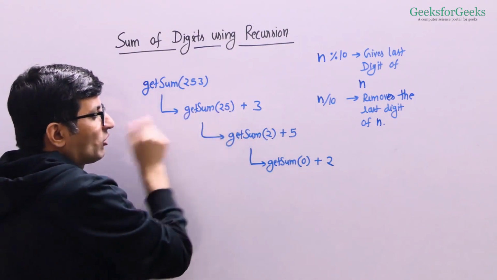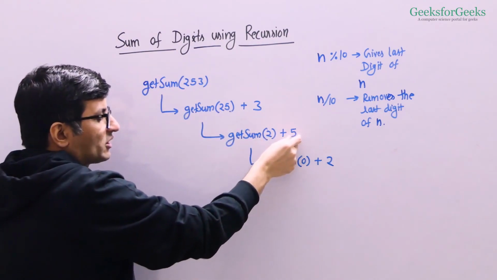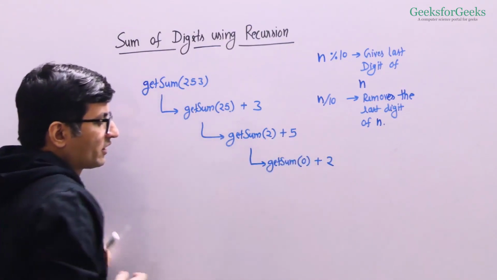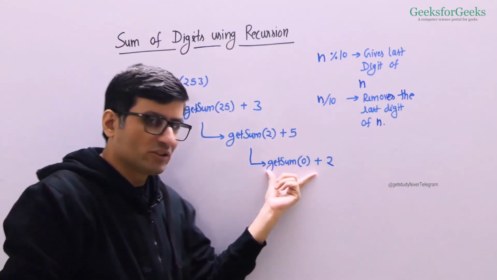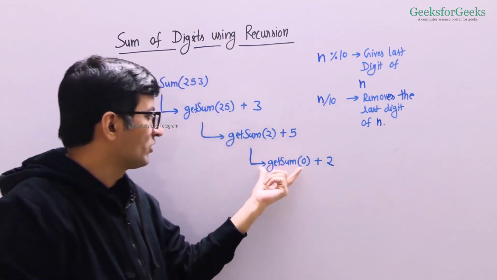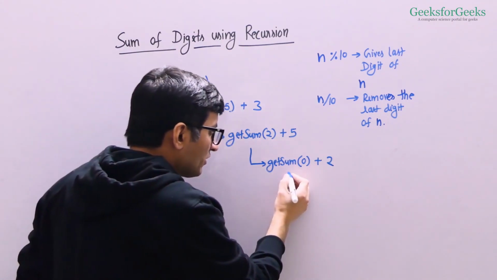Now when the 25 call is made, it's going to make a recursive call for 2 and it's going to add 5 to the result. It's going to make a recursive call for 0 and it's going to add 2 to the result. Now what will happen when you reach 0? You reach the base case, and in case of 0, you can simply return 0. So this call is going to enter into the base case and it's going to return 0. So it will return 0 here, right?